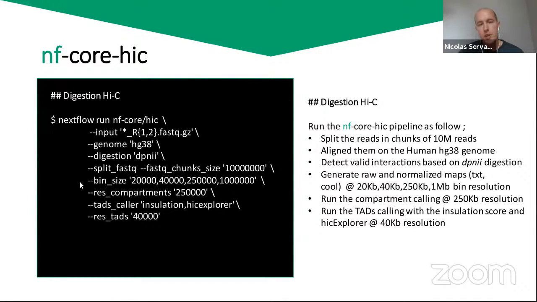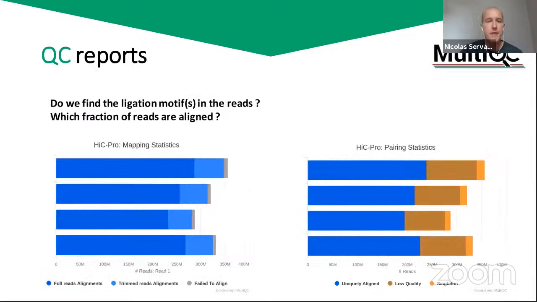Then I ask the pipeline to generate the contact maps at different resolutions: 20 KB, 40 KB, 250 KB, and 1 megabase. These are the sizes of the window we want to have on the maps. I want to call the compartments using the 250 KB resolution. And then I want to run two TAD callers, the insulation and HiC Explorer, using a resolution of 40 KB. So this was just an example of a more complex, advanced command line.